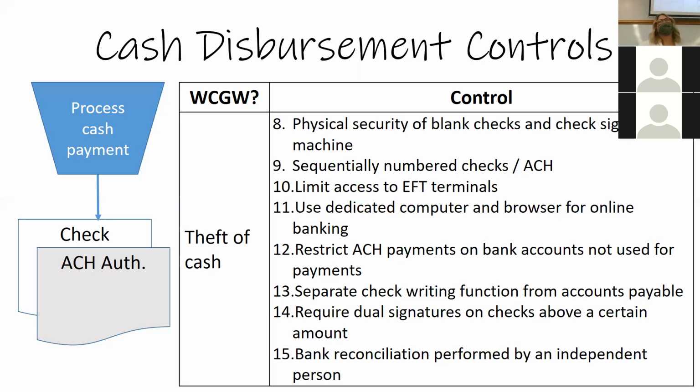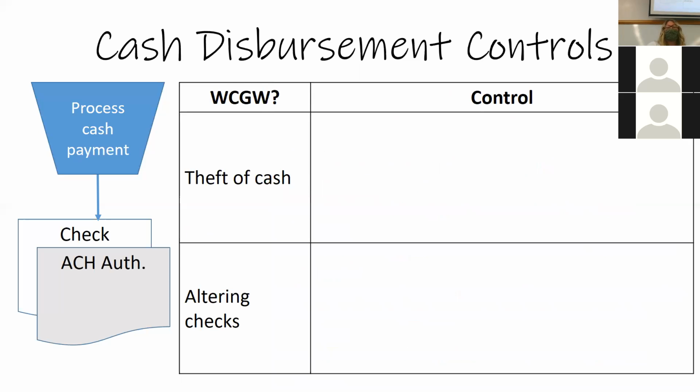Right, exactly. If the same person who's authorizing the payments is also reconciling the bank statement, they can commit fraud and cover it up. If the same person who writes the checks is also reconciling the bank statement, they can commit fraud and cover it up, and so on and so forth. And then theft of cash continues onto the next screen.